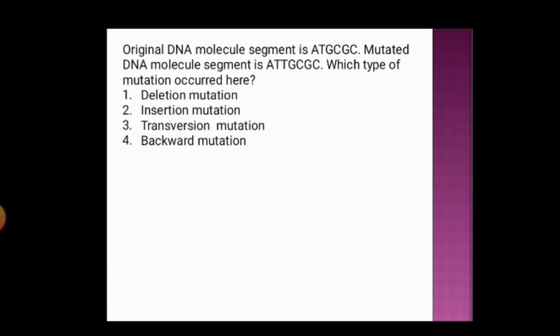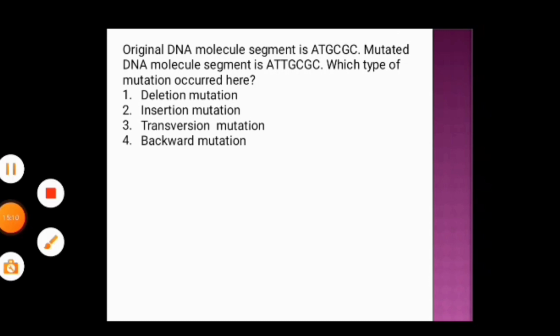Next question. The original DNA segment is ATGCGC. The mutated DNA segment is ATTGCGC. Which type of mutation occurred here? Option 1, deletion mutation, option 2, insertion mutation, option 3, transversion mutation, option 4, backward mutation. In backward mutation, as we have already discussed, the mutant nucleotide will be changed to the original nucleotide. That does not occur here, so it is not backward mutation.